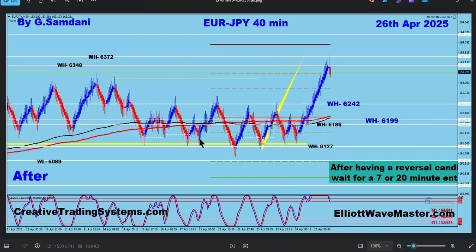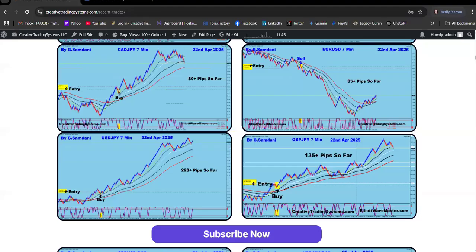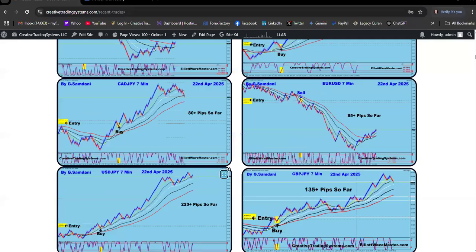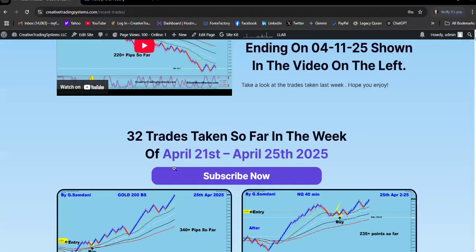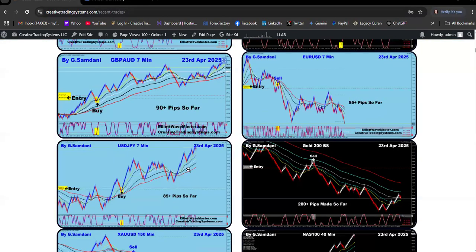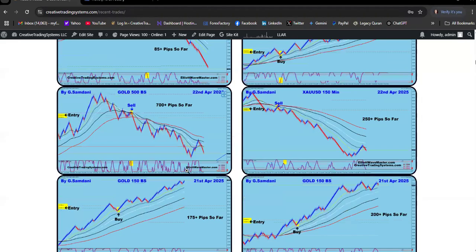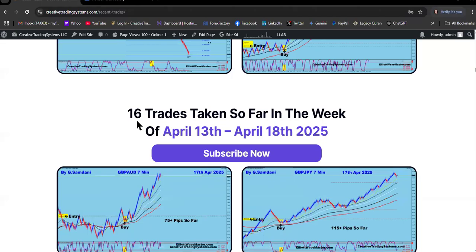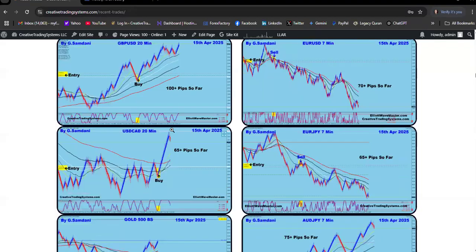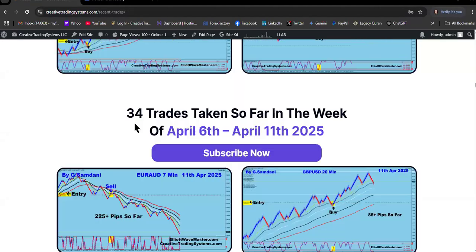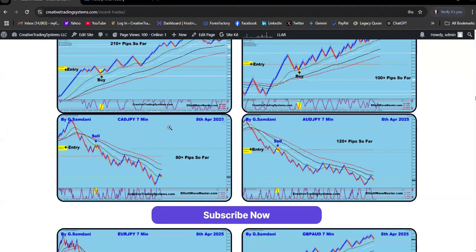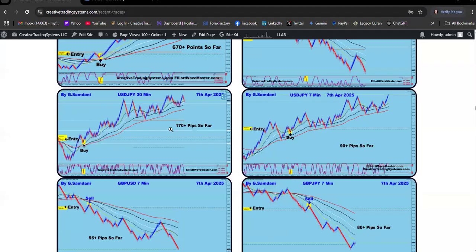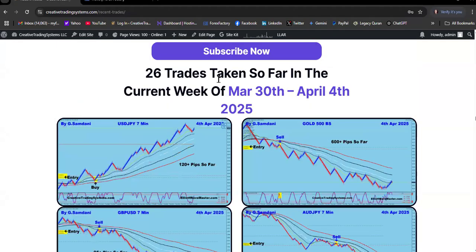So this is how I was able to take all these 32 trades last week. And you can come here on the website and see that last week was 32. The one that ended yesterday, and before that was the Trump week, and that messed up a lot of my entries, so only 16 trades. But before that was 34 trades. And the week before that, 26 trades, right?